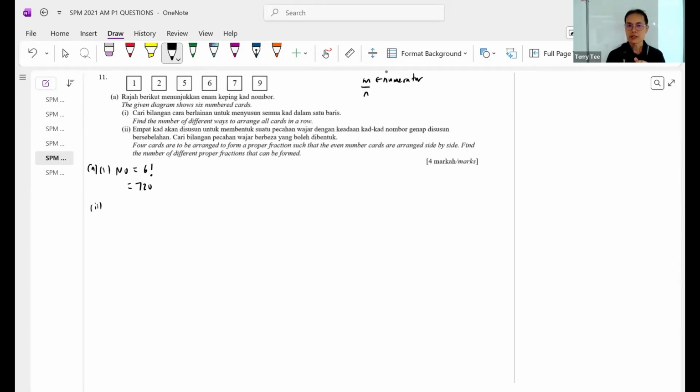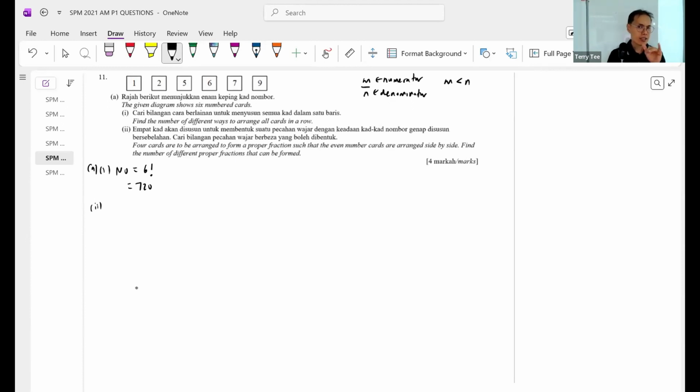Numerator is your... denominator. That means your m must be less than n. Sorry, I should write less than, because improper can be equals or more. Improper means the moment you can change it to a mixed number or a whole number or integer, right? So your numerator must be smaller than the denominator.